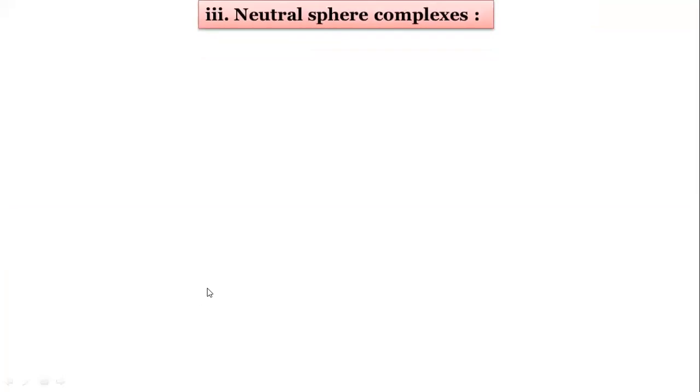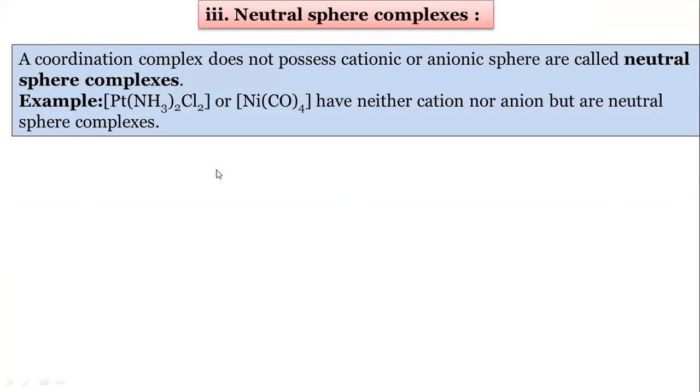Then the neutral sphere complex. In neutral sphere complexes, as the name suggests, there is no charge present. Clearly, no charge is present, and outside the square bracket there is no counter ion, so there is no possibility of positive or negative charge. Only the secondary sphere is given here. The secondary sphere means what is given in the square bracket.